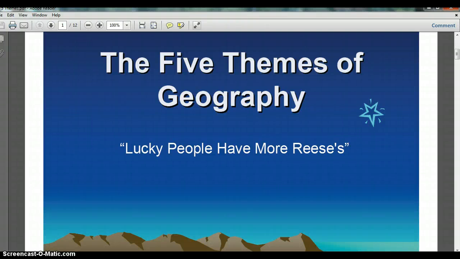The Five Themes of Geography, Lesson 4. In today's lesson, we will be looking at the 5 themes of geography. These are themes that geographers use when studying a place. The acronym that you will use will be LPHMR, and the way that you can remember that will be lucky people have more rhesus. I will come back to that at the beginning or at the end of the presentation.